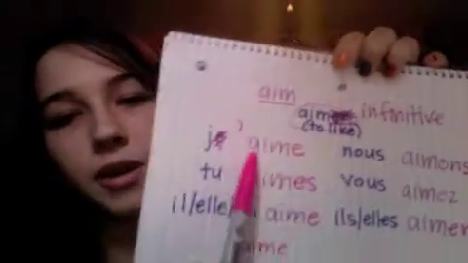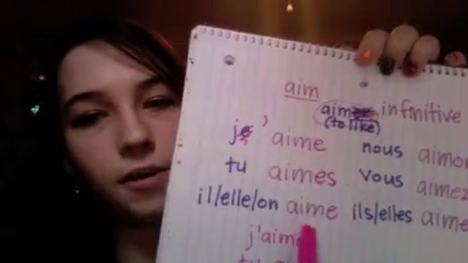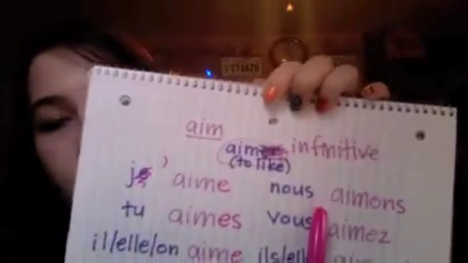Okay? Nifty little thing here. When you have je, and then you have a verb that starts with a vowel, you take out your e and you put an apostrophe like so. Everyone see that? See how that works? So you end up with j'aime, tu aimes, il, elle, on aime, nous aimons.